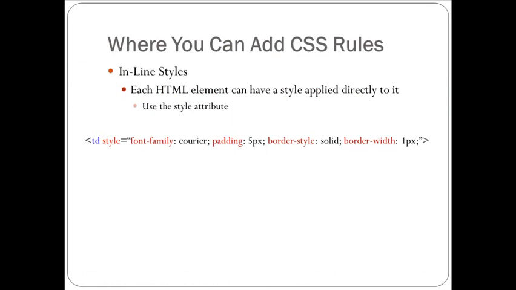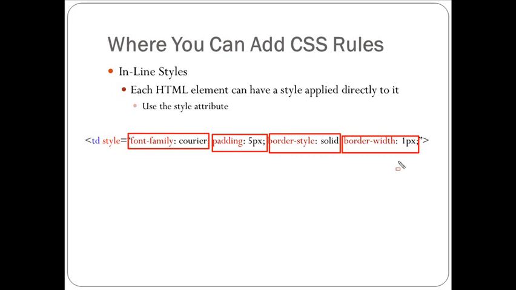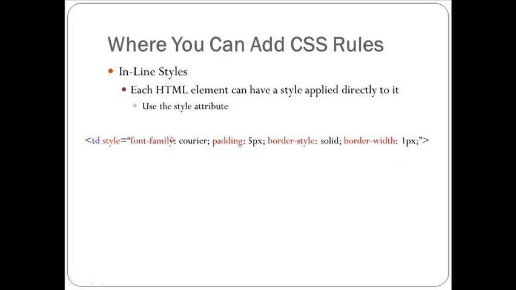In this particular example here, you see the style attribute here, and then you can see that we're setting the font family to Courier, we're setting the padding to 5 pixels, the border style to solid, and the border width to 1 pixel. Now, we'll talk about all these properties as we go on here, but that inline style is changing 4 different properties for just this TD tag in this example. So only this TD tag would be affected.